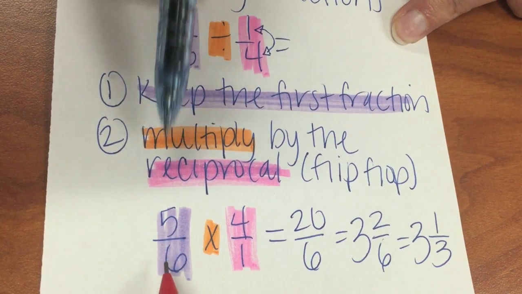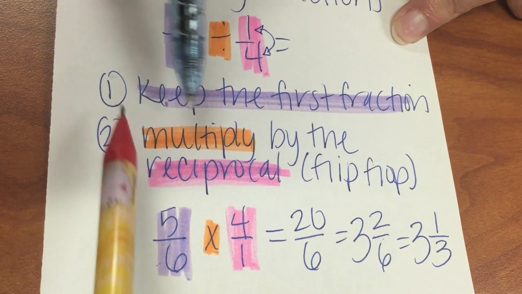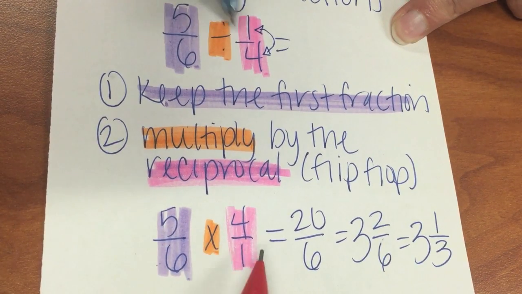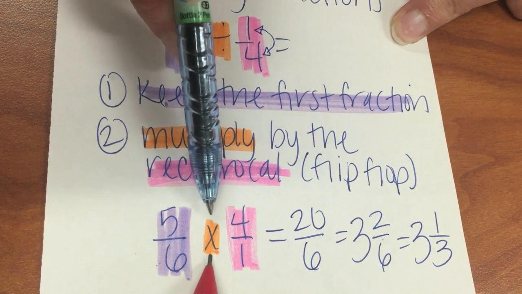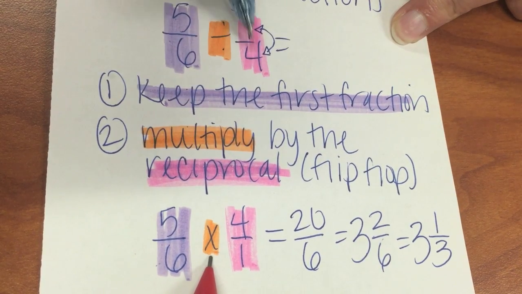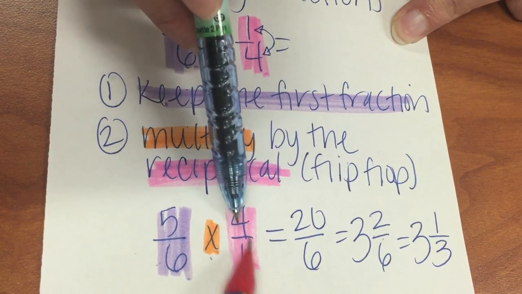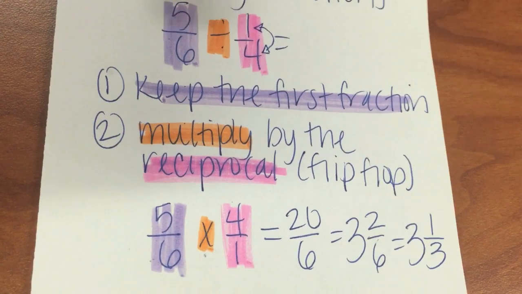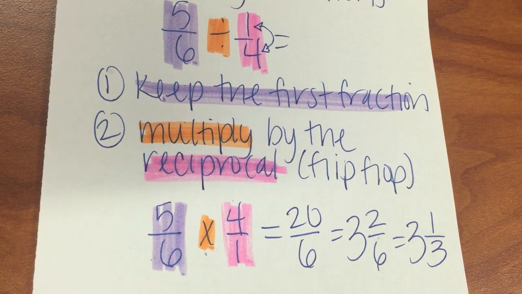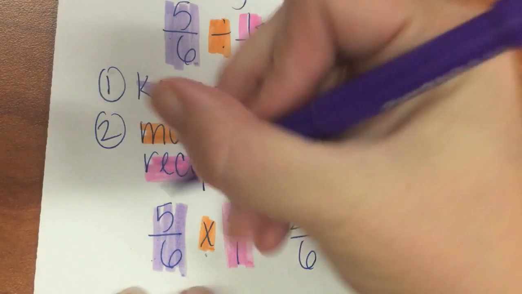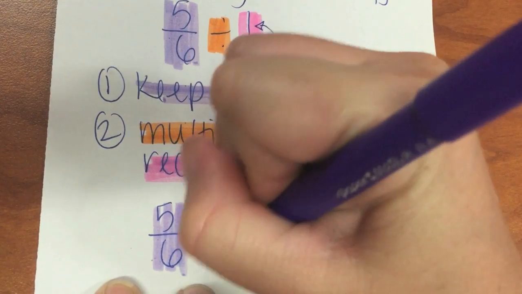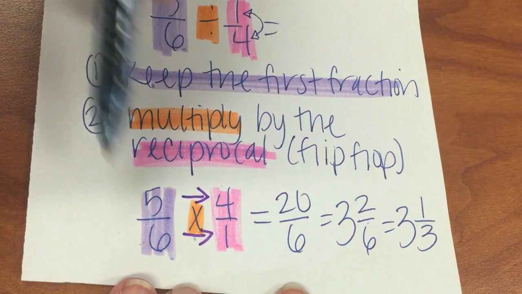Notice the purple stayed the same. Now multiply. That means my division is no longer going to be there. It's now going to be multiplication. Then we've got our 1/4, which we flip-flopped, so it's 4 over 1. Now you just use the same thing you used earlier for multiplying. You literally just multiply straight across.